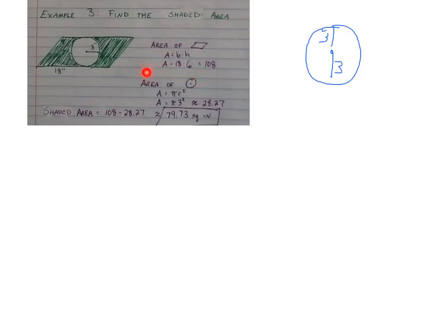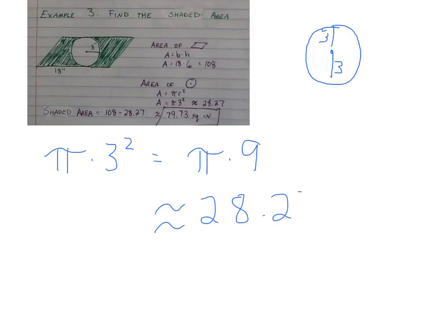Then the area of our circle is pi r squared, so pi times 3 squared, which is pi times 9, which is approximately 28.27. For our shaded area, we take the 108 and subtract 28.27, and we get approximately 79.73 square inches.